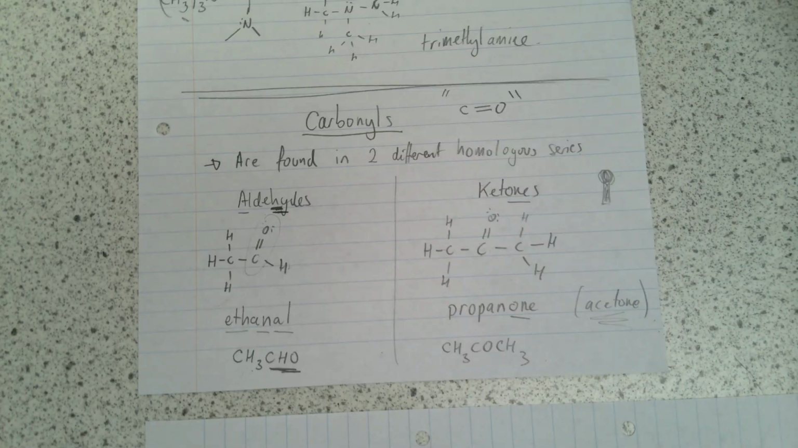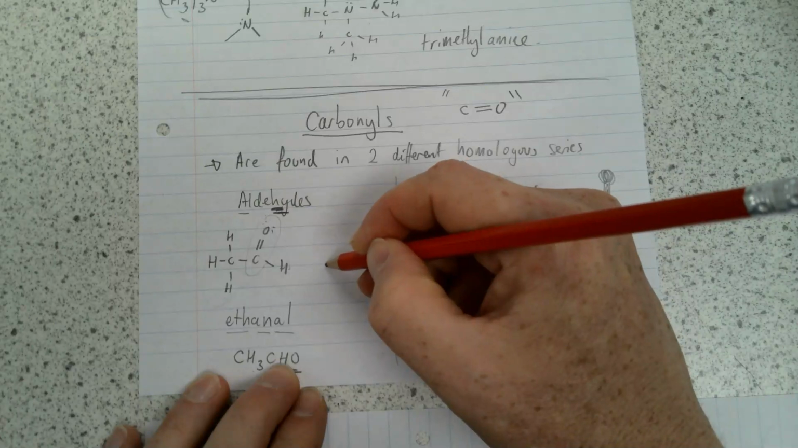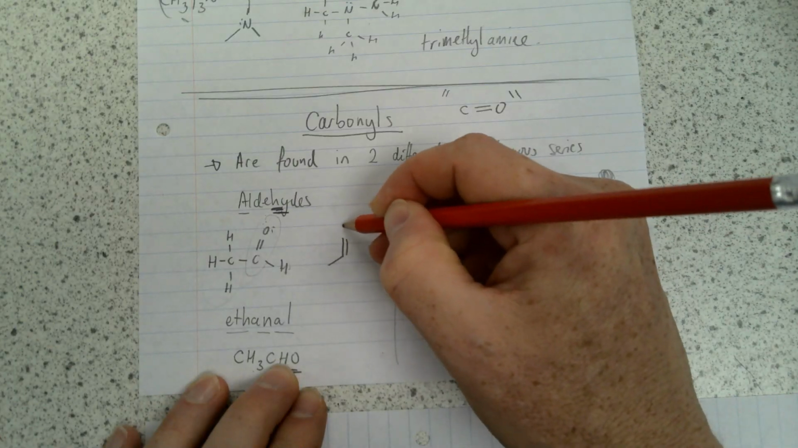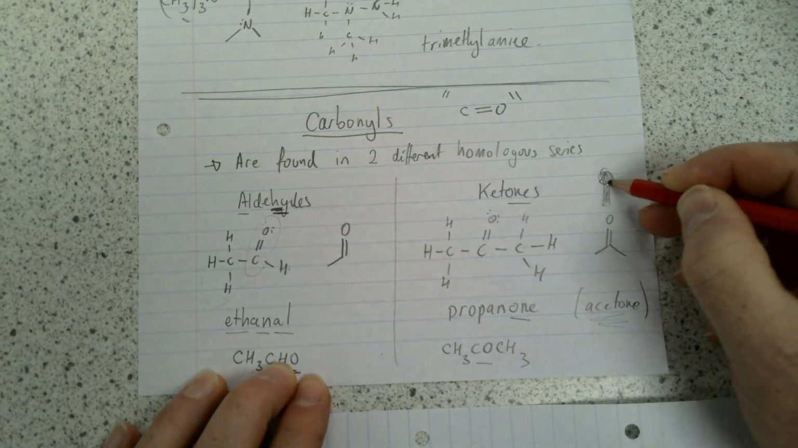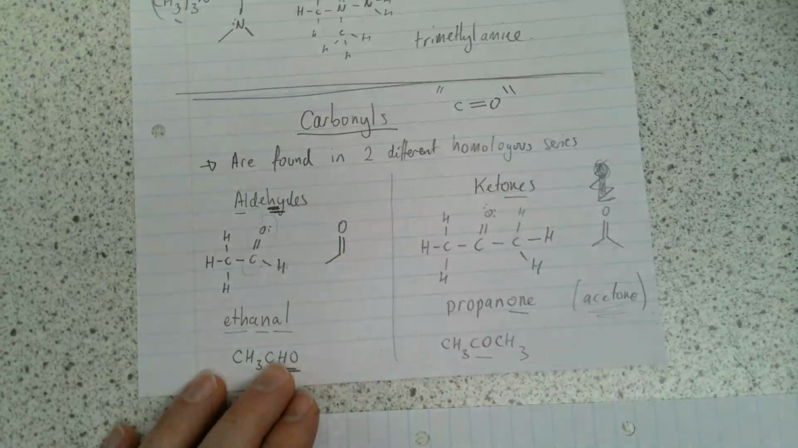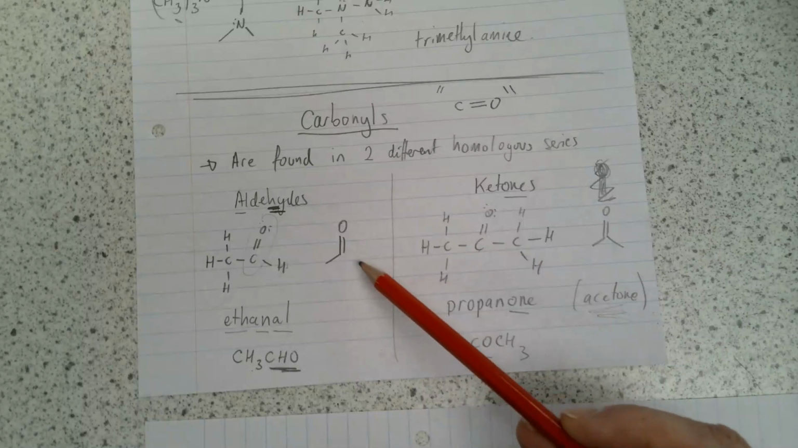Get those down. And notice, by the way, the condensed structural formula is CO for a ketone in the middle there. I'll draw the skeletal as well, which are like that. Notice we don't draw that hydrogen on the aldehyde because it's a hydrogen attached to a carbon.